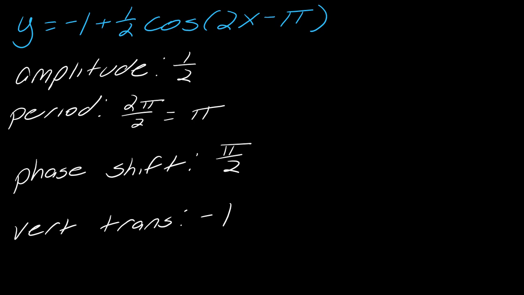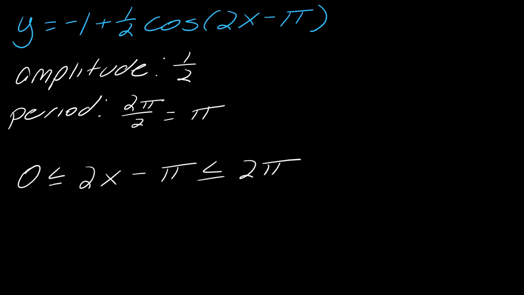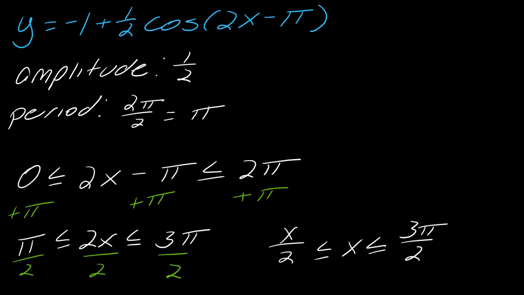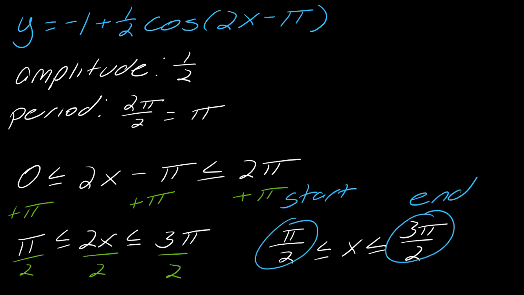Okay, the next thing I want you to do is find the starting and the ending point of our interval, or of our period. So pause here, give that a try, hit play when you're ready. Okay, so to do that work, I'm going to take the inside and wedge it between 0 and 2 pi. I add pi to all sides, and so I get the inequality that you see here. I divide all sides by 2. So I'm going to start at pi over 2, and then I'll end at 3 pi over 2. So this is my start and my end point. I'll just note that to myself here.